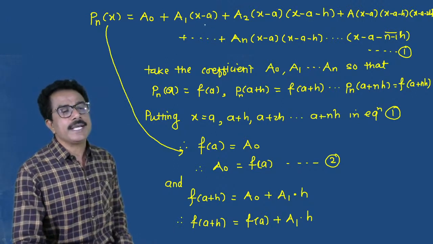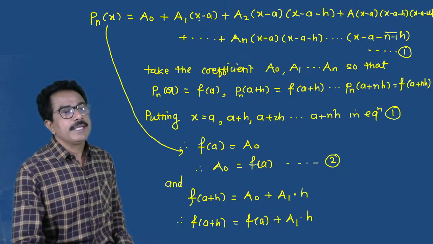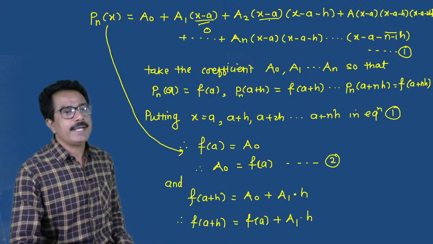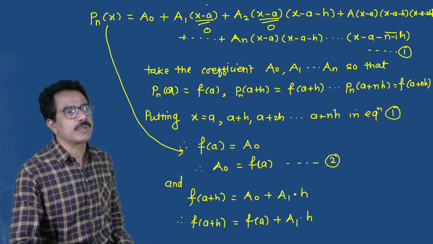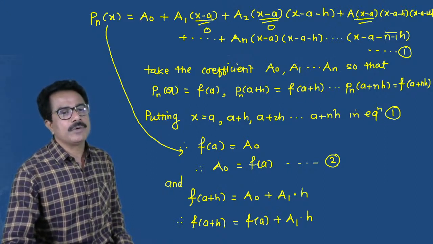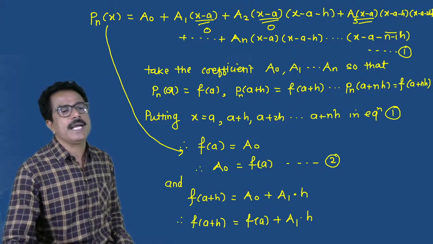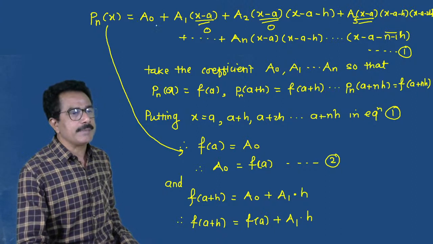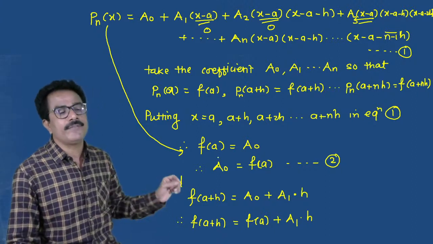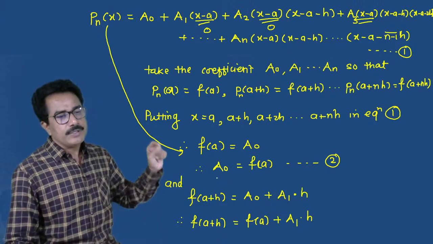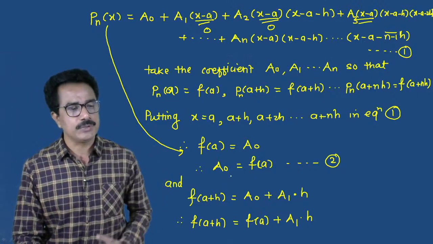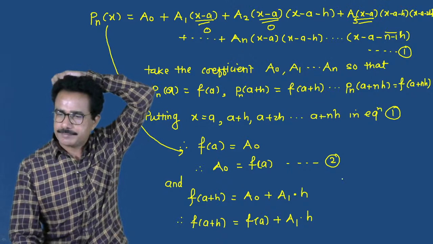बाकी जिथं जिथं x आहे तिथे तिथे a ठेवला. a minus a म्हणजे that goes to 0, means total term 0. That means the total term goes to 0, remaining term is a0. So f of a is equals to a0. Suppose this is equation 2nd.